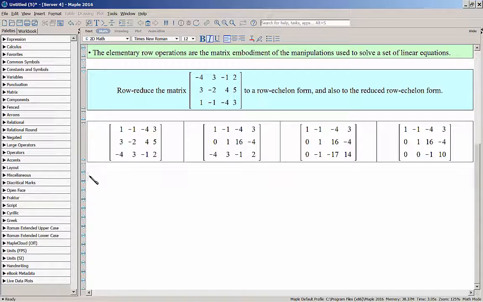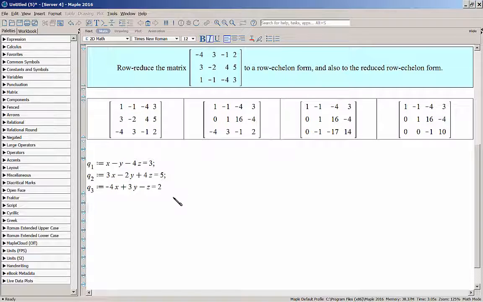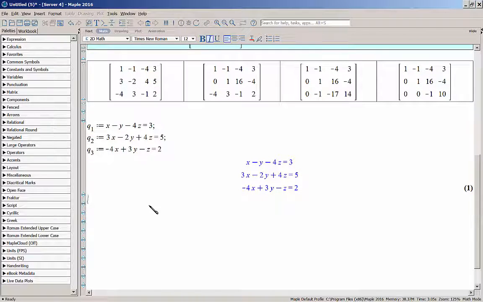If we interpret the matrix as an augmented matrix representing this set of equations, a solution technique might be multiply the first equation by -3 and add it to the second equation. So we need to give that a new name, so that will become Q4. And Q4 will be -3 times Q1 added to Q2. And this equation, y plus 16z, is what this middle row now represents.